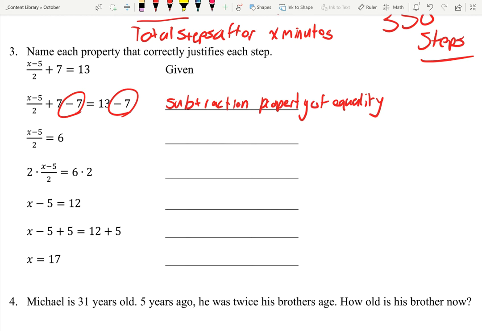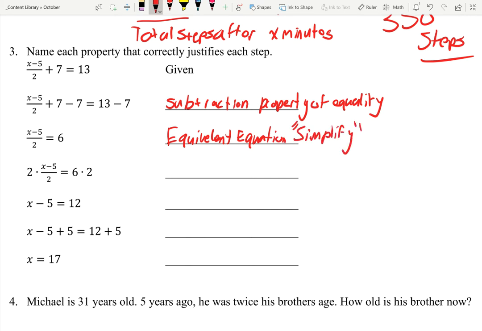Now, on the next step, all they've done is cancel out these 7s and simplify 13 minus 7 to make it equal to 6. You can see there's no more 7s on the left side and the right side just turned into 6. So they didn't really do any math properties. All they're really doing is simplifying, right? So we call this equivalent equation, or you can just say simplify. We use the word simplify because it's an easy term, but you'll see the word equivalent equation pop up sometimes. That just means the same thing. All they've done was simplify.